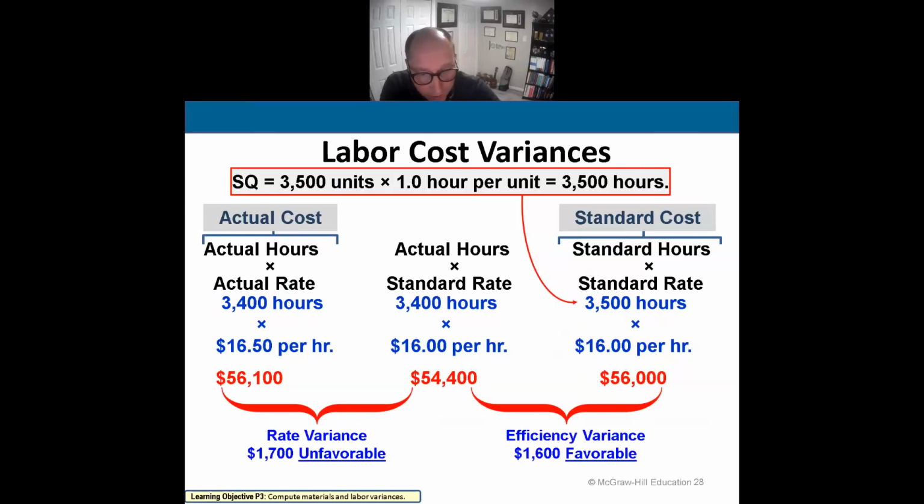You can see that our rate variance is 1,700 unfavorable, which I expected because we paid 50 cents more per hour. Efficiency variance is favorable by 1,600. I also expected that because it normally takes us 3,500 hours, we only use 3,400 hours. So we use 100 hours less. This gives us $100 total cost variance. Unfavorable, of course.